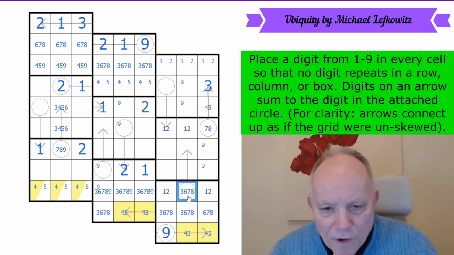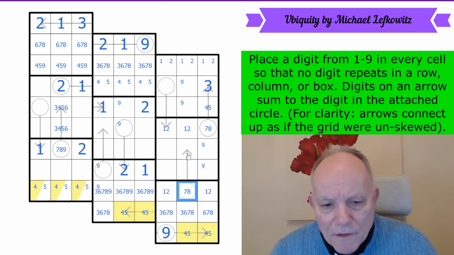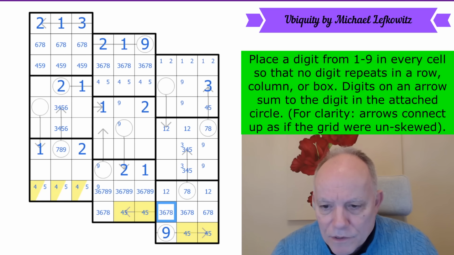This can't be a 3 anymore because 1 and 2 can't go on its arrow. It actually can't be a 6 for the same reason, because that would either be an arrow of 1, 5 or 2, 4. So this is either 7 with a 3, 4 arrow or 8 with a 3, 5 arrow. And there's definitely a 3 in these cells. We know there's a 3 there, a 3 here. That puts 3 in column 7 exactly there.